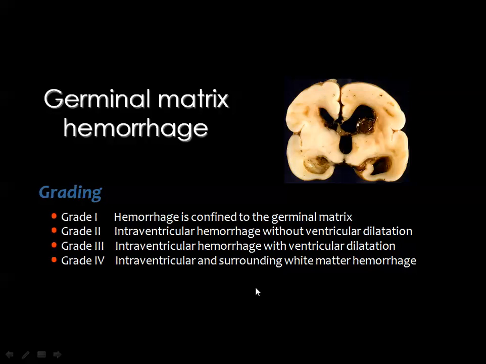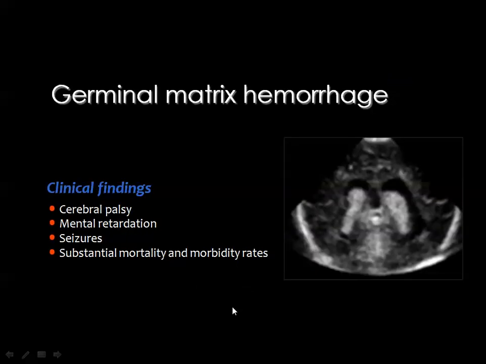These are the grades of germinal matrix hemorrhage. Grade 1, when hemorrhage is confined to the region of the caudate nucleus or the germinal matrix. In grade 2, when hemorrhage is extended inside the ventricle, but the ventricle is not dilated. Grade 3, when hemorrhage is inside the ventricle and the ventricle is dilated. Grade 4, when hemorrhage occurs also within the brain tissue.